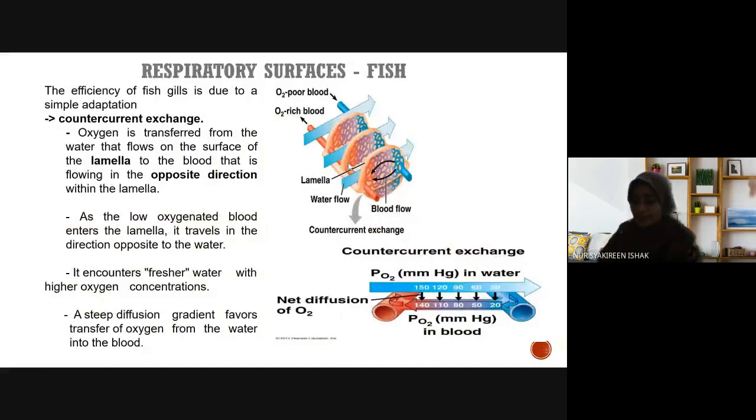Okay, so respiratory surface for fish. So it says here the efficiency of fish gills is due to a simple adaptation. We call it countercurrent exchange. We have once again come across this term, countercurrent exchange. When was the first time we met the term countercurrent? During formation of urine in the nephrons. Okay, the countercurrent multiplier system. So make sure to go back and revise what the countercurrent multiplier system is.